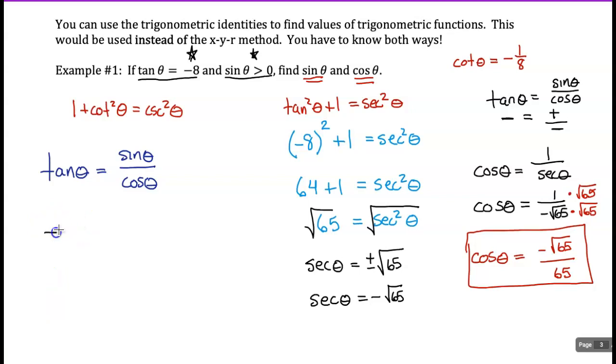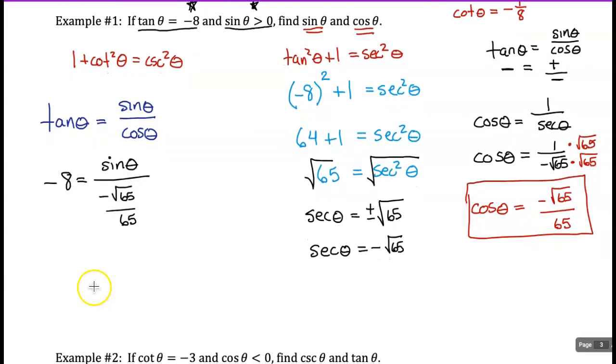So we know the tangent is -8. We don't know the sine, so we'll be looking for that. But we know the cosine is -√65 over 65. So if we just solve for sine, we'll be done. Well, to undo division, we multiply. So we're going to take -8 and multiply it by -√65 over 65, and that's going to give us a sine value.